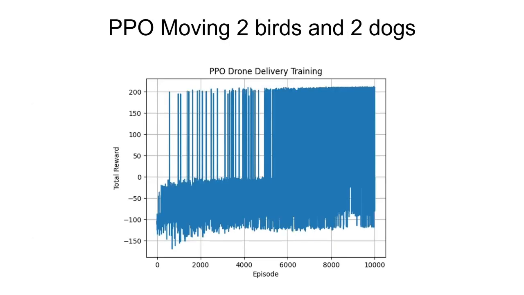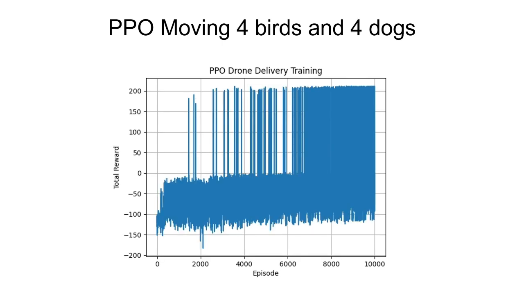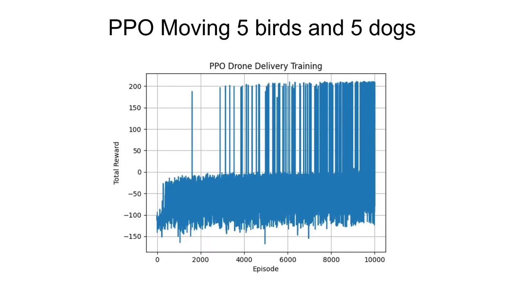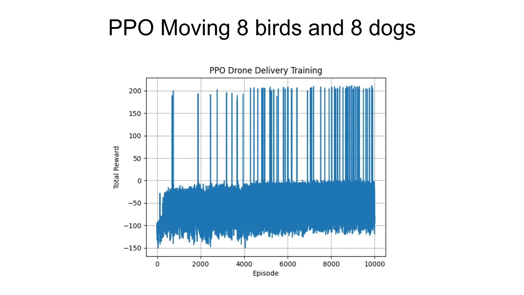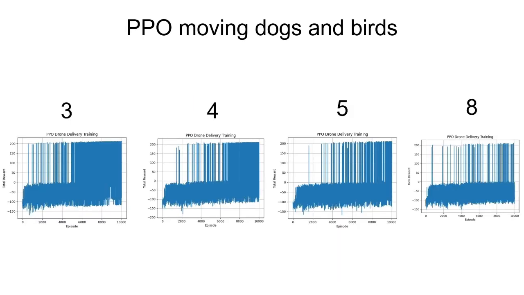Then we started experimenting with more dynamic environments. Now we have two birds that are moving and two dogs. As you can see, we are still getting really good outputs for approximately 5,000 states. As we increase the number of birds and dogs, it still gives good results. However, the number of states it takes to achieve the stable state decreases. Then I started comparing between these results, as you can see here.